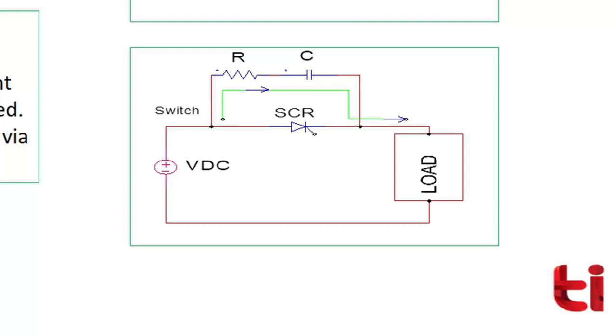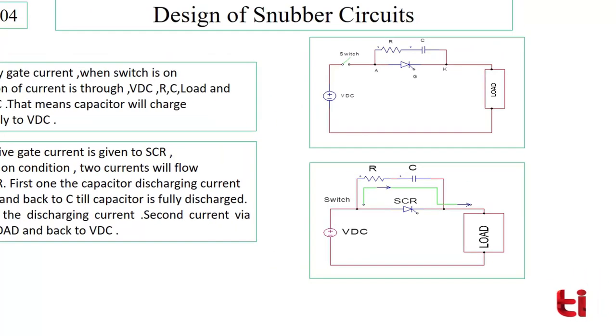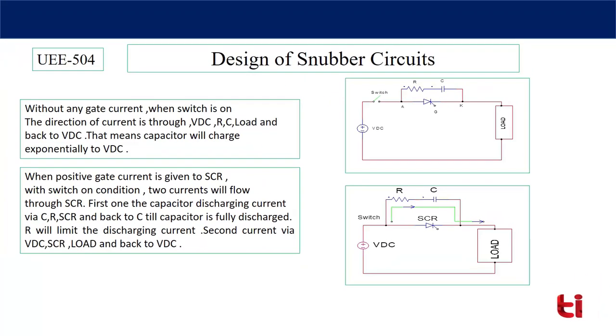Now the favorable condition you can consider is that when gate supply is given to the circuit, then once the SCR is on, the capacitor is free to discharge. So the capacitor will discharge through SCR. Here a resistance is connected to limit the discharging current. Otherwise, the discharging current of SCR can also create high dI/dt and the thyristor may get damaged. So the purpose of the resistance is to limit the discharging current of the capacitor.